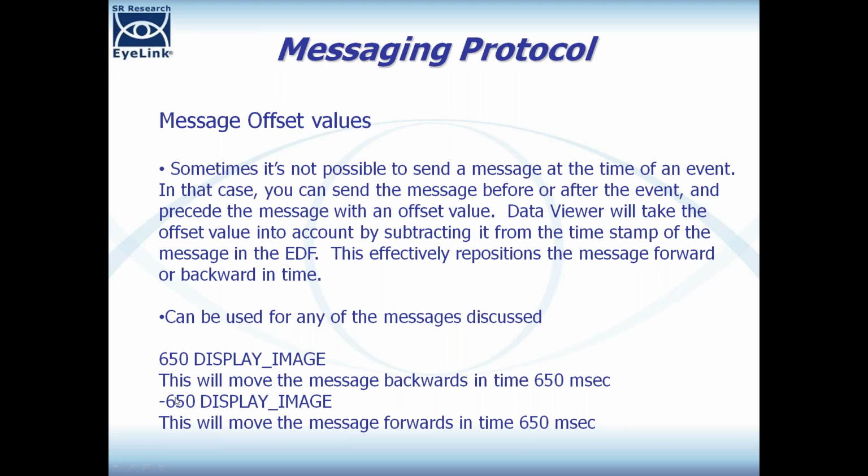And then if you know some event is going to happen in the future, like let's say 650 milliseconds in the future, then you can ask, what time is it right now? What time is the event scheduled to occur? Take the difference of those and then send that numerical offset as the beginning of the message text, and that will move the message forwards in time.